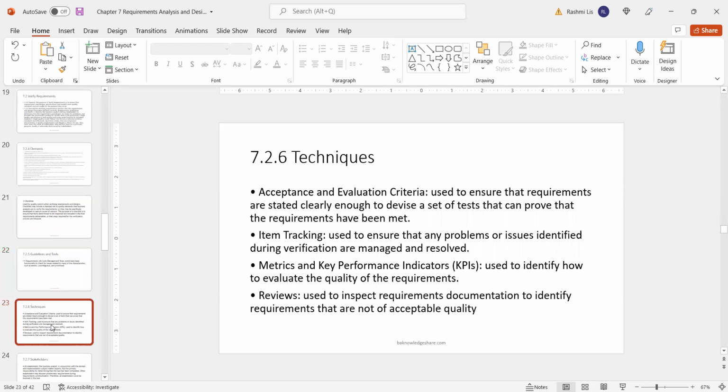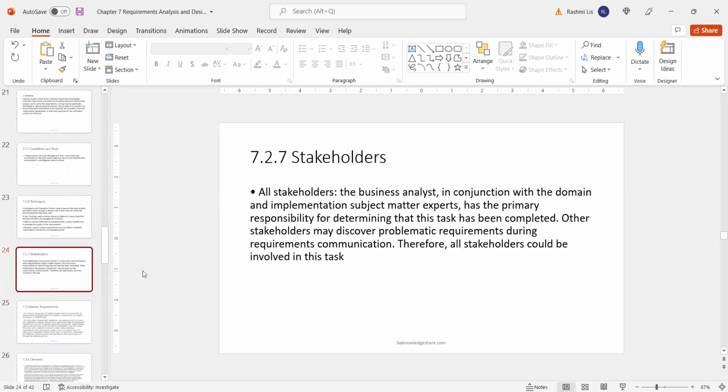Some of the techniques used here are the acceptance and evaluation criteria. She uses item tracking to make sure she's not losing track of certain issues that she's found. She uses the metrics and key performance indicators, or KPIs, to identify how to evaluate the quality of requirements. And she also reviews the work, inspecting requirements documentation to identify requirements. She works by herself, but she's pulling in the domain subject matter expert and the implementation SME as and when needed to make sure that she has captured her requirements with quality.